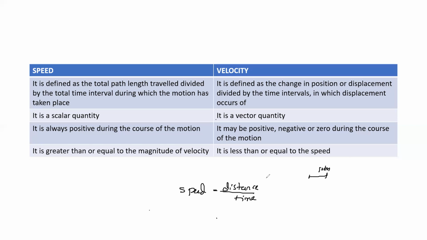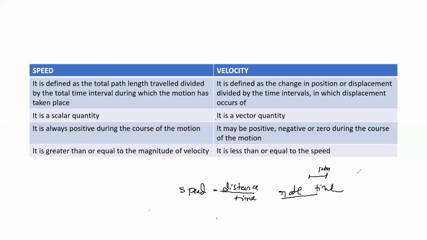So understood? Mathematically, we can write speed is equal to distance divided by time taken, or we can define it as the rate of change of distance traveled. I am using the term rate of change. Rate means we are measuring the distance with respect to time, and that is called speed. The distance traveled by the body in the given interval of time is defined as speed, or the total path length traveled divided by total time taken during which the motion has taken place is called speed.